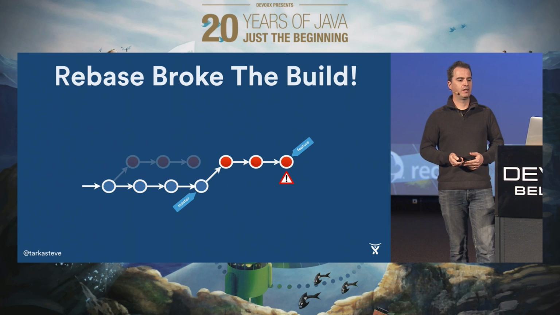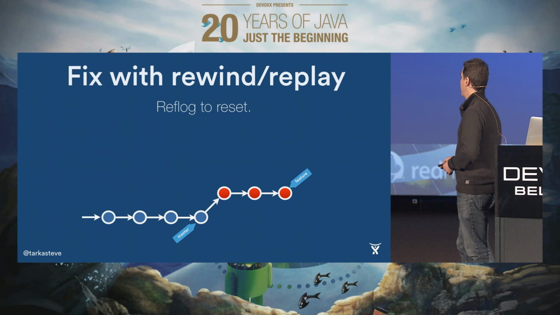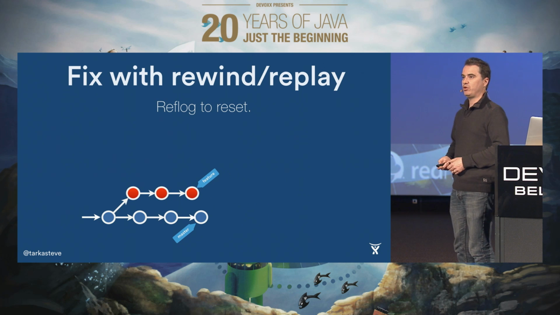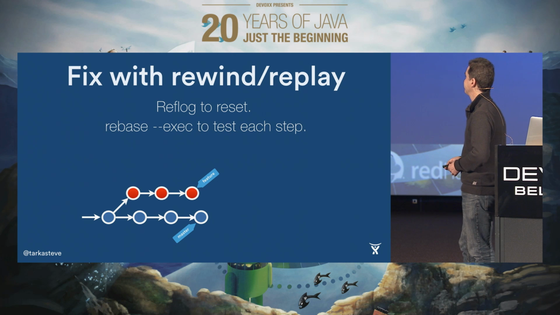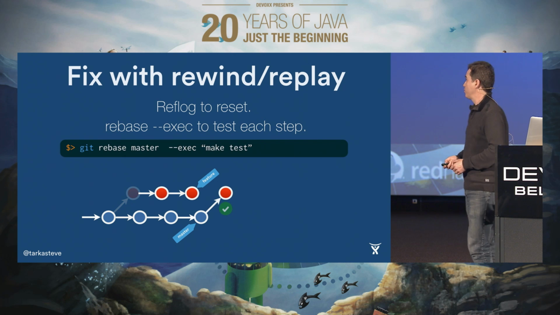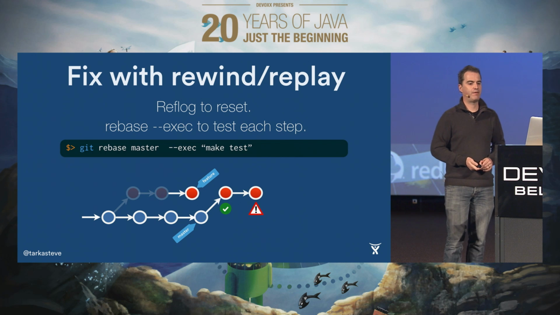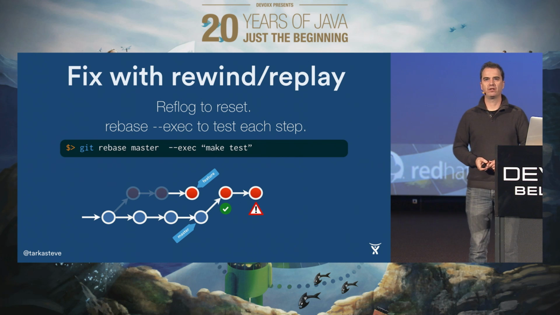So there's a couple of ways we can do this. One is we can actually replay. We now know that we can use RefLog to get back to the previous state. And then we're going to do a new command, rebase exec. Rebase exec is a very, very powerful concept.